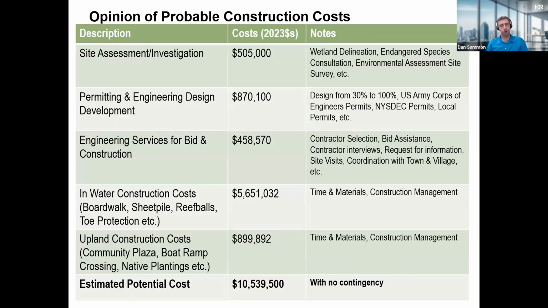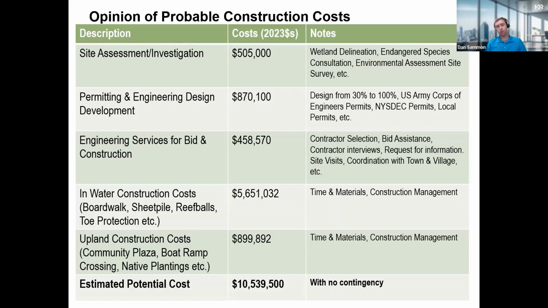So as part of the project, we did come up with a rough order of magnitude for what we could potentially see for costs. The first item would be further site assessment or investigation, going through things like wetland delineation, seeing if there are wetlands in place, if there are any endangered species in the area, and site surveys, items like that. So a lot of background information on the sites that you see.